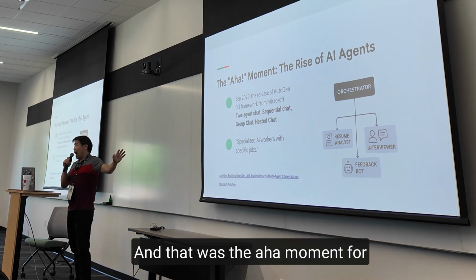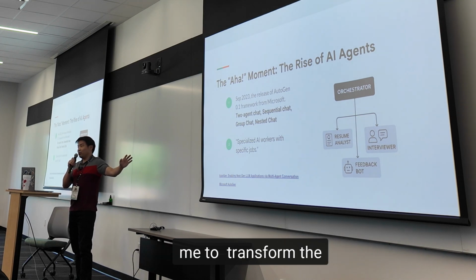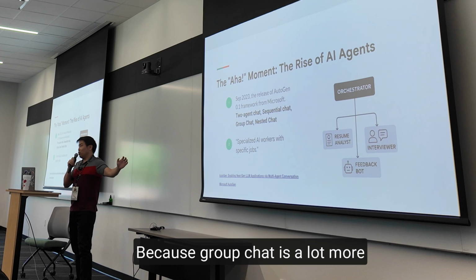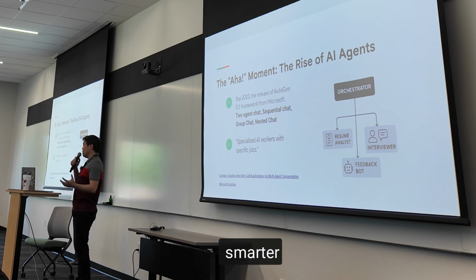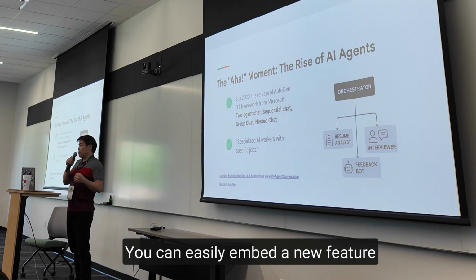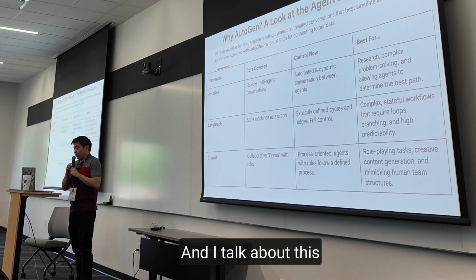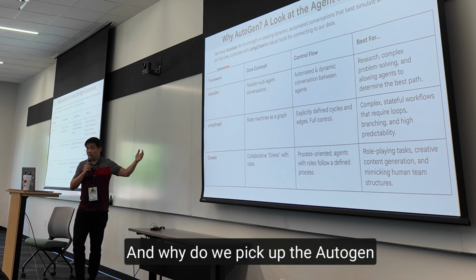And that was the aha moment for me to actually transform the entire code base into group chat, because group chat is a lot smarter. You can easily embed a new feature into your entire ecosystem. And I'll talk about this: why did we pick AutoGen?